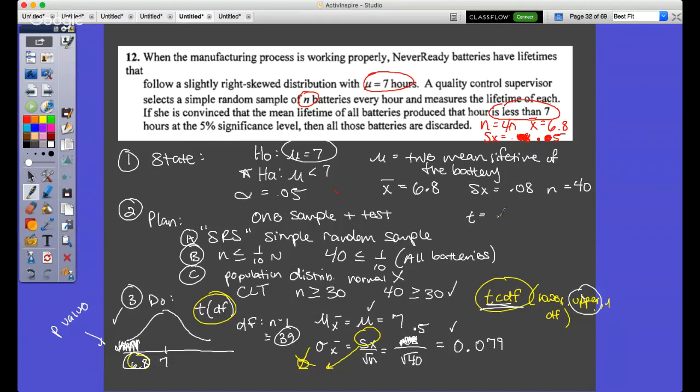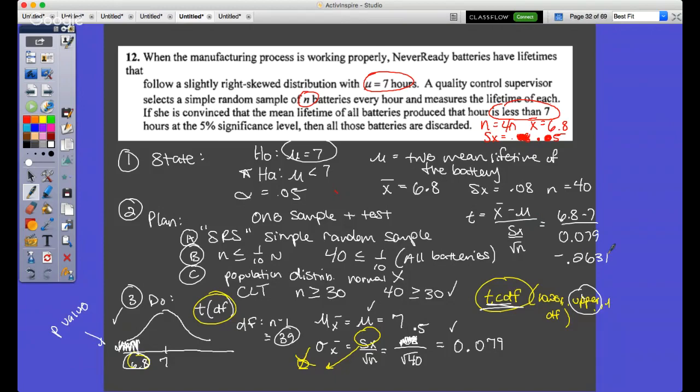So that's where I have to find t is equal to x bar minus mu divided by S of X over square root of N. So this would actually be 6.8 minus 7 divided by, and we already found this, so we could just plug this in, 0.079. Let's plug this in and see what our t-score would be. So negative 0.02 divided by 0.079, and we get negative 0.2631. I want to make sure that that's right.